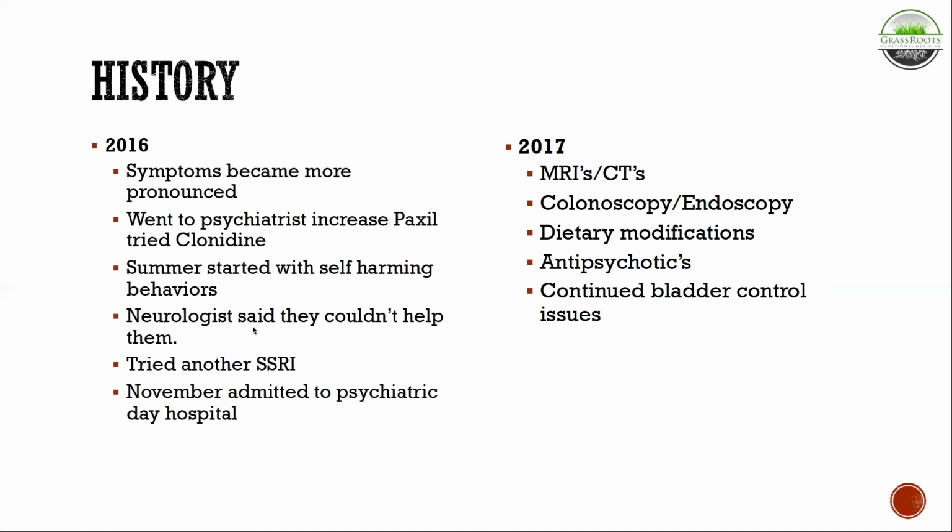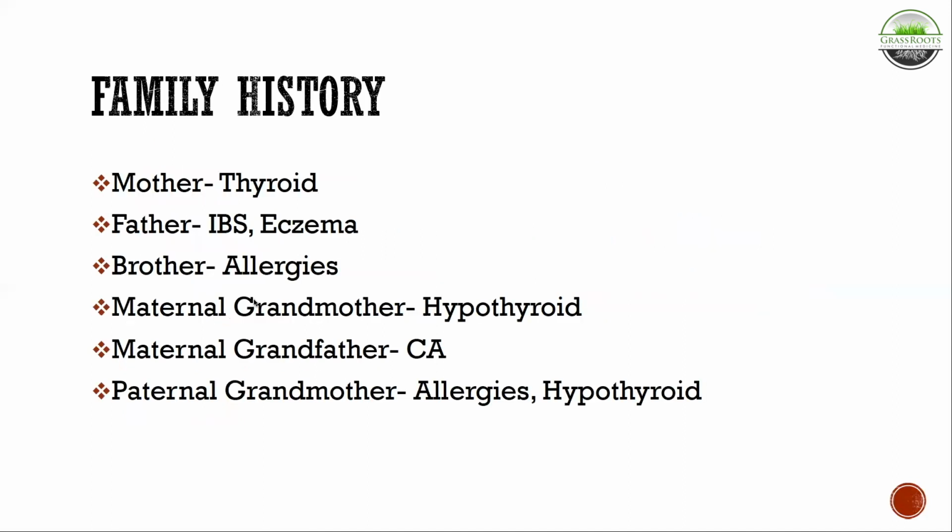2017, again, continuing the path to try to figure out what's going on: MRIs, CTs, colonoscopy, endoscopy. He had a lot of digestive issues. Even tried some dietary modifications, which did seem to help a little bit, but again, it was a waxing and waning of symptoms, antipsychotics, and then continued bladder control issues at 10 years of age.